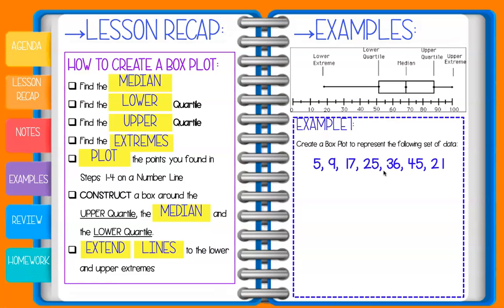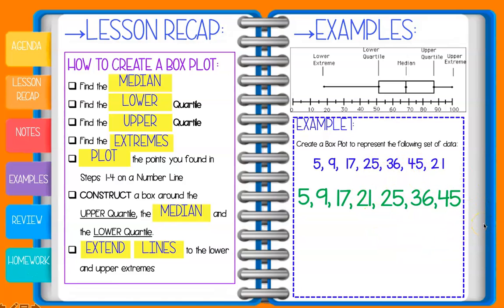Okay, all right, so create a box plot to represent the following set of data. The first thing that we have to do anytime we're going to be finding the median is to order our data set from least to greatest. Okay, all right, so I see we've got a 5, a 9, then we've got 17, 21, 25, 36, and 45. So there's our data set from least to greatest.